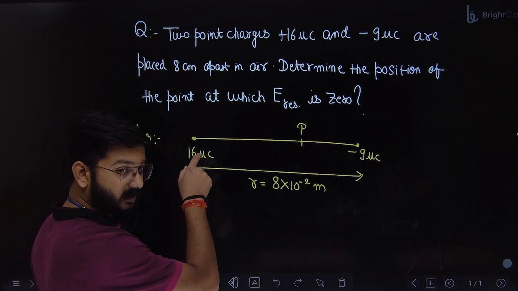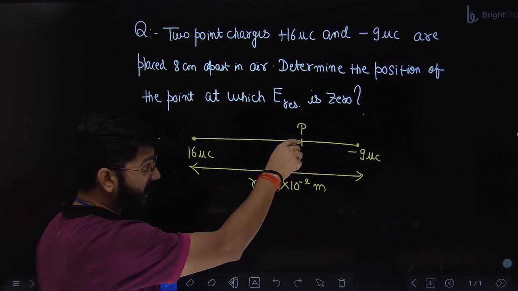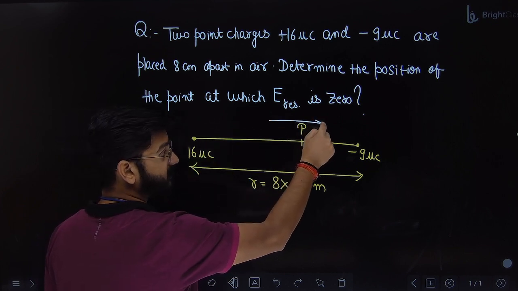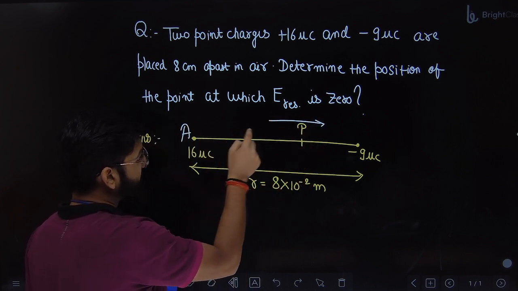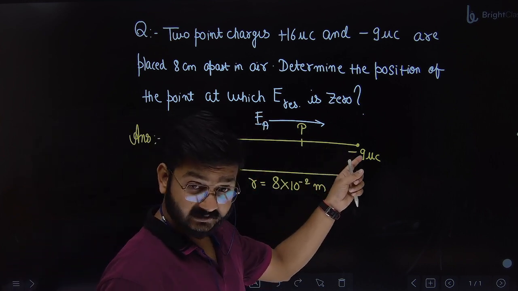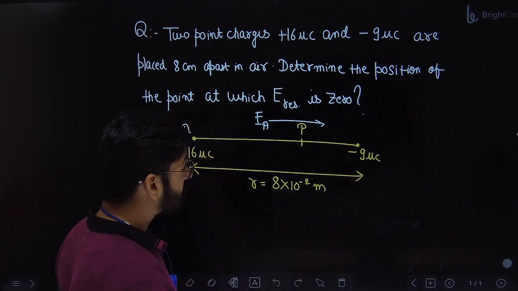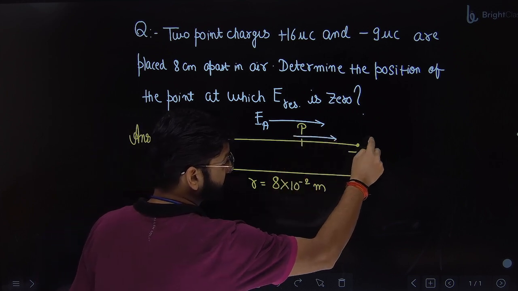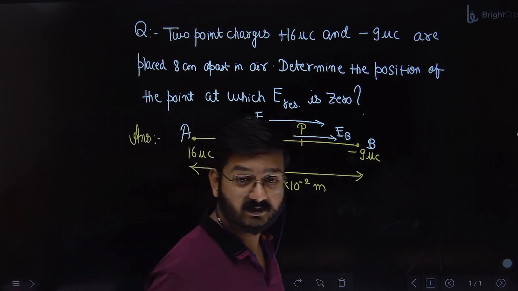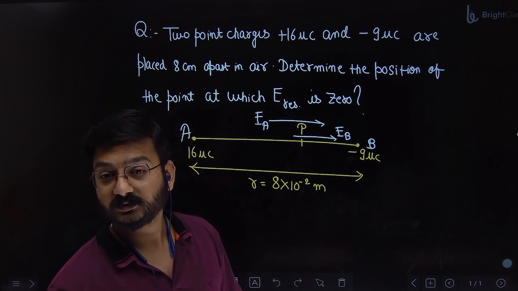The electric field due to a positive charge goes away from it. So at point P, due to this, what will be the direction of electric field? This one. If I call it A, then EA will be towards the right. For a negative charge, what is the direction of electric field, towards it or away from it? Towards. So EB will also be in this direction. Both of them are in the same direction. Is it possible for the electric field to be zero here? No.